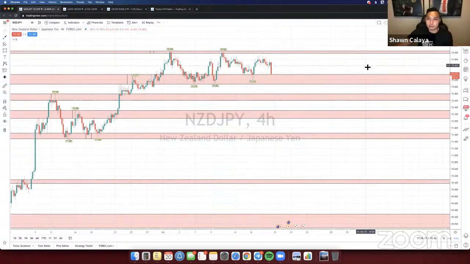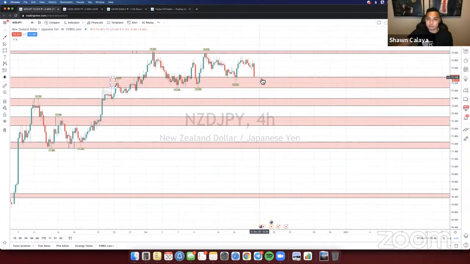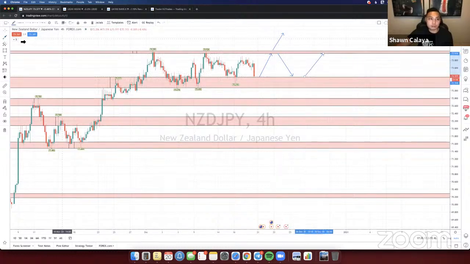Price is currently ranging within these two zones right here. This lower zone is going to be 73.353, and this upper zone right here is going to be 73.976. So if price breaks this structure, then we can look for a sell. However, if price rejects right off this point, which it might, it'll probably just range within this area before either breaking above it or swinging back down, and possibly either continuing within that range or breaking below and continuing down further.